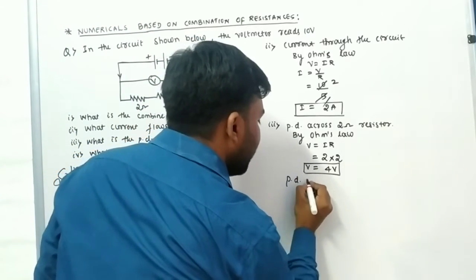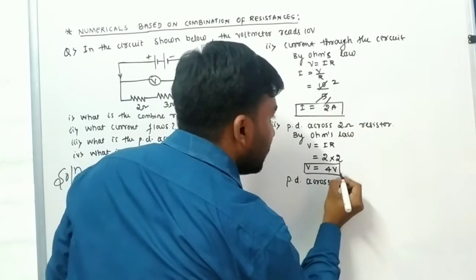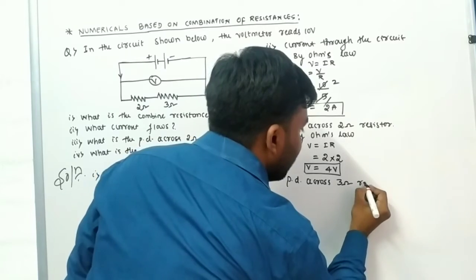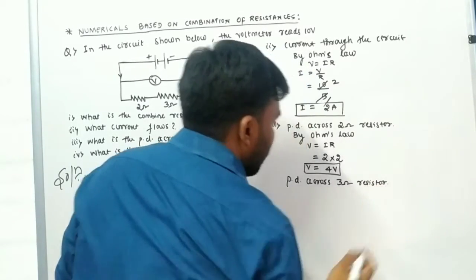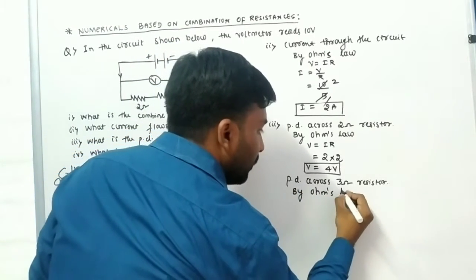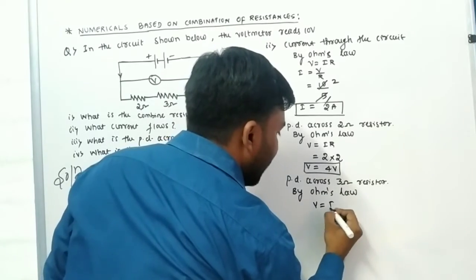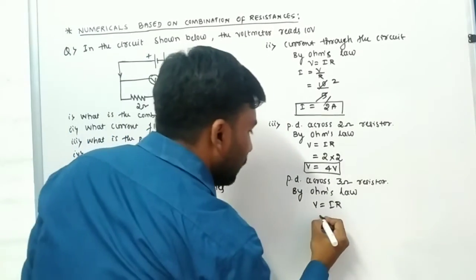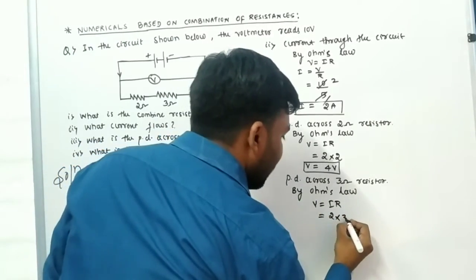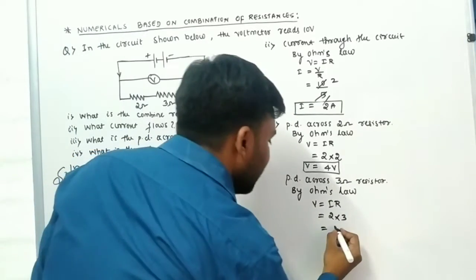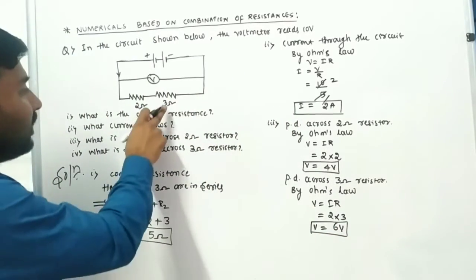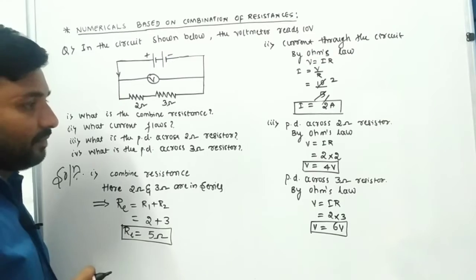Similarly, potential difference across the 3 ohm resistor. By Ohm's law, V is equal to I into R. This is equal to, current, it is 2 ampere. What is the resistance? It is 3. This is equal to 2 into 3. It is 6. So 6 volt is the potential difference across the 3 ohm resistor.